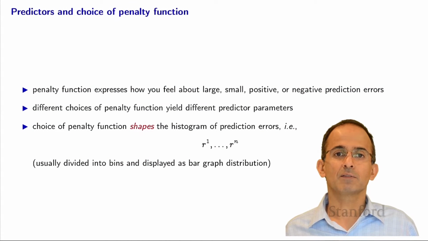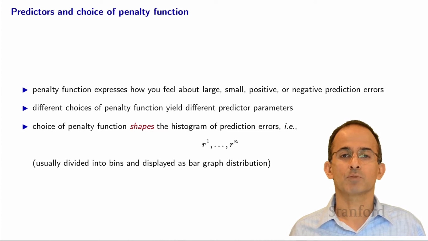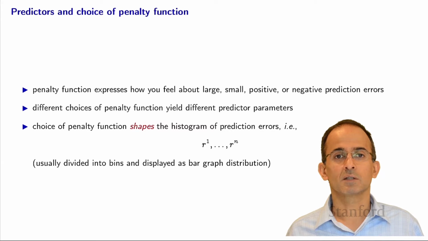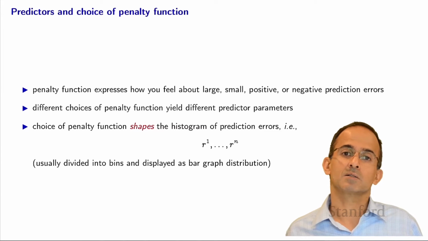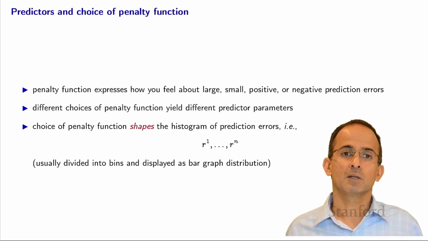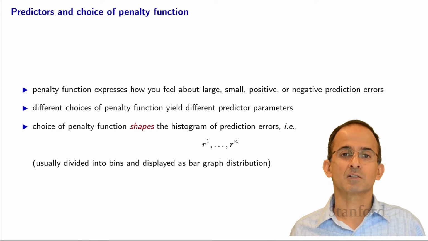Now, the penalty function expresses how you feel about large and small prediction errors, about positive and negative prediction errors. As a result, they drive the predictor to prefer making certain types of predictions. In other words, the choice of the penalty function is going to change the shape of the histogram of prediction errors. Remember how we construct a histogram? We look at all the residuals and we divide them up into bins, and we display this as a bar graph which shows the distribution of residuals.